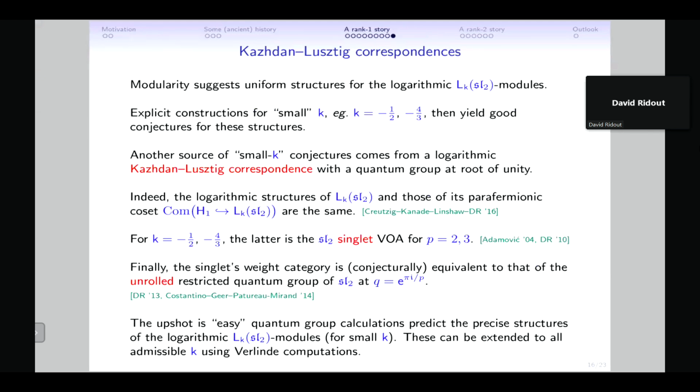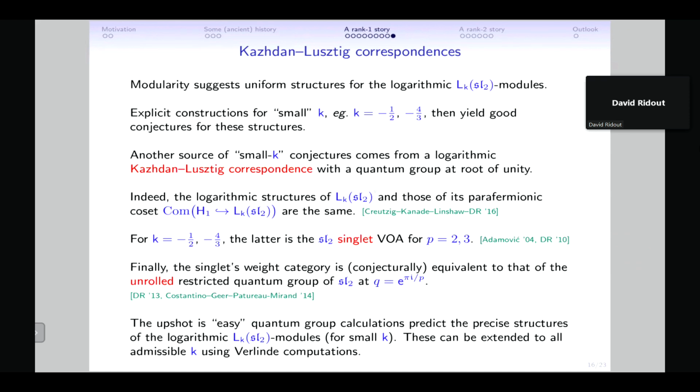So I want to take a little bit of time to explain this thing called the Kashtan-Lustig correspondence. There's a classical Kashtan-Lustig correspondence, and by classical I mean last century. But that's not what I'm talking about here. What I want to talk about here is essentially correspondence, categorical equivalences between a VOA module category and a quantum group category. Typically this will be a quantum group at some root of unity.